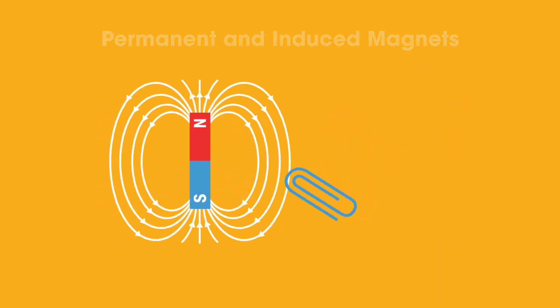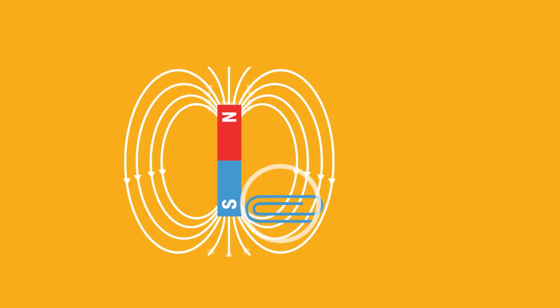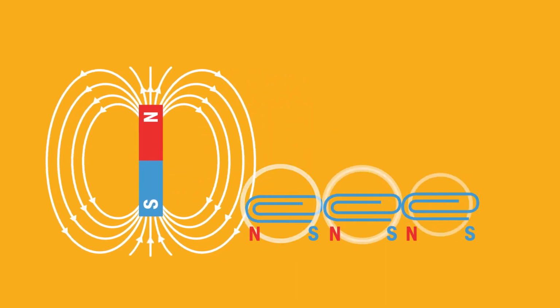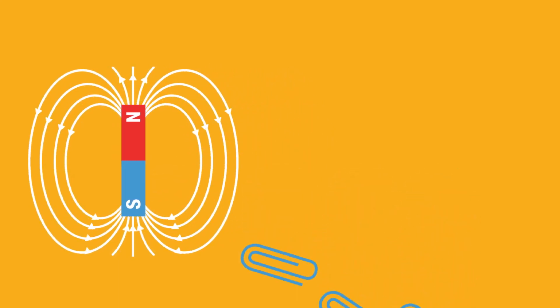If you placed an iron paperclip close to a permanent magnet but without touching it, the paperclip will become an induced magnet with the end nearest to the magnet having the opposite polarity of that of the magnet. Because the paperclip is now an induced magnet, we can add another paperclip to it and another paperclip. Remove the first paperclip of the magnet and all paperclips will lose their magnetism.